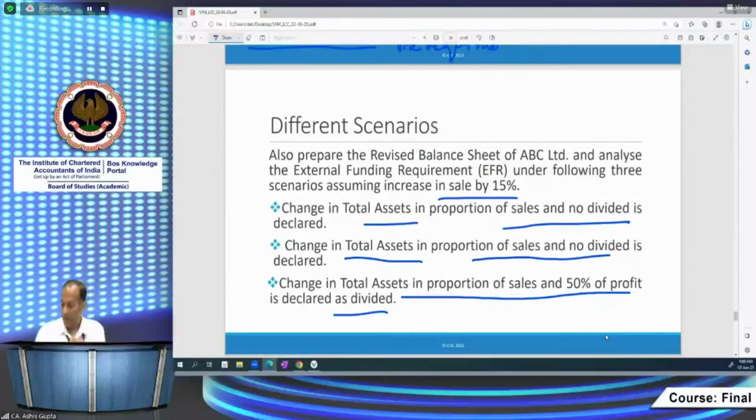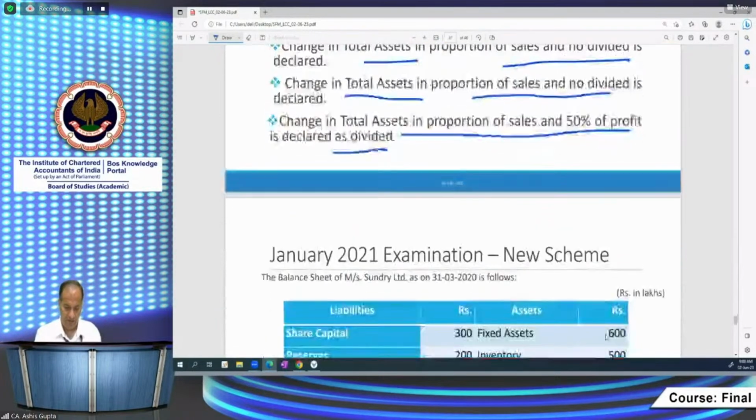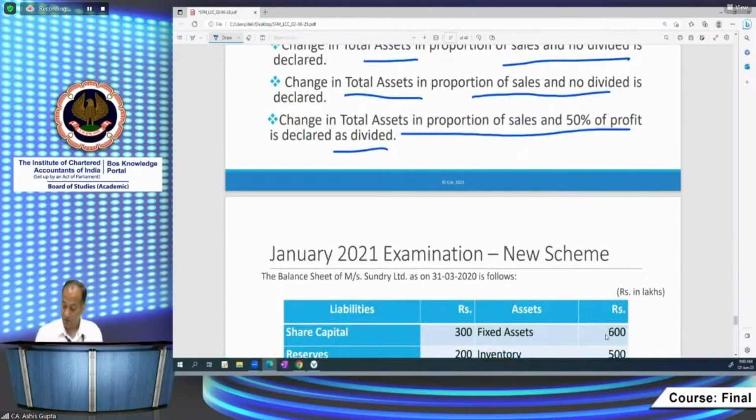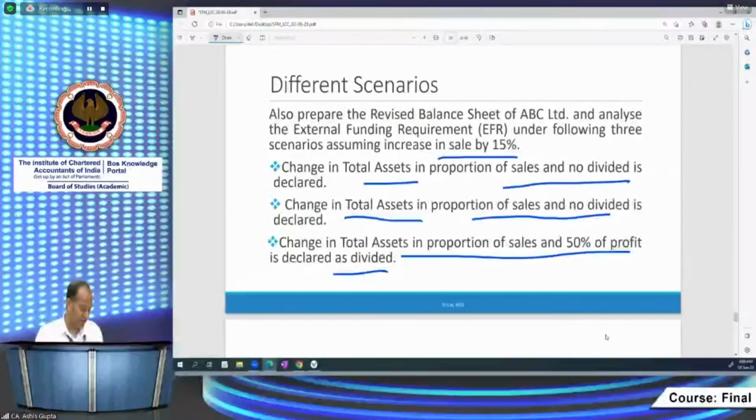Okay, student, in the assignment, just refer here. There are different scenarios. Please refer from the exam. This is from your module. In the first case, there is no change in fixed assets. Just refer to the assignment question, then I will discuss with you.